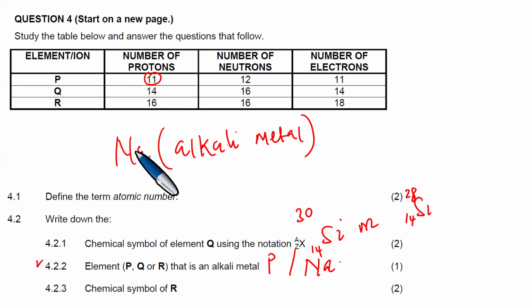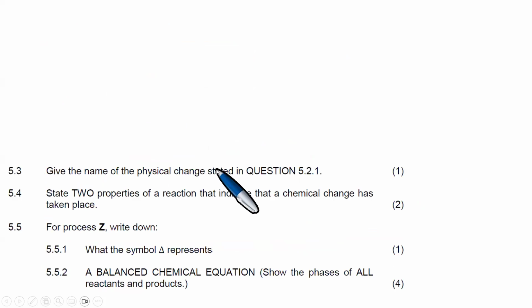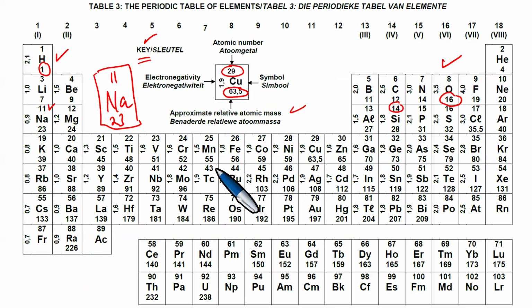Okay, so we continue. Now, the chemical symbol of R. What is the chemical symbol of R? The chemical symbol of R, that is like 16 protons. Let's check. Atomic number 16. Right, so atomic number 16 is sulfur. So it's 16 sulfur, and 32 is the relative atomic mass. So 16 sulfur, 32.